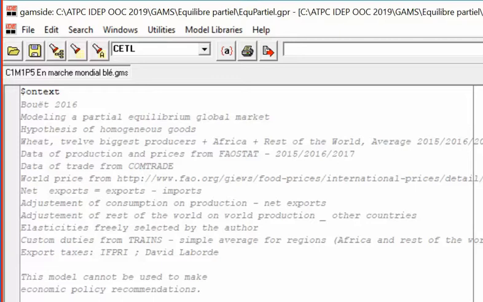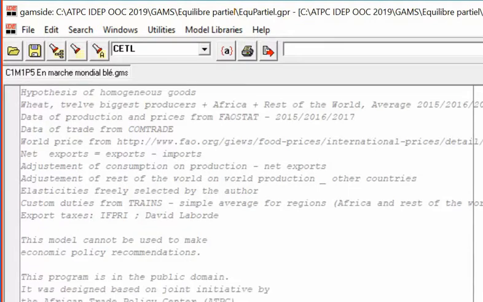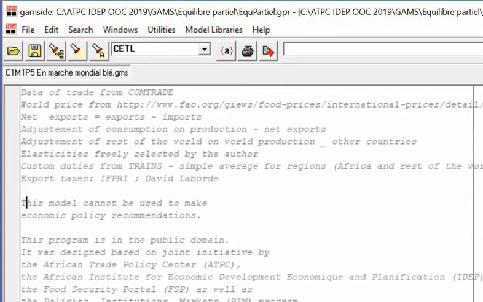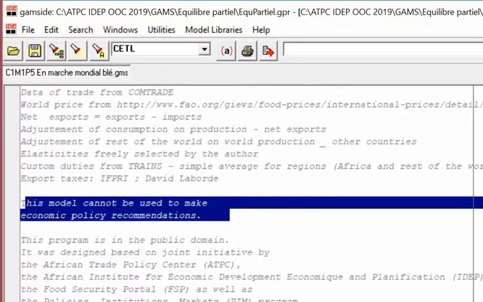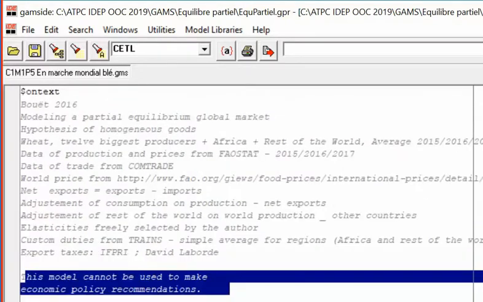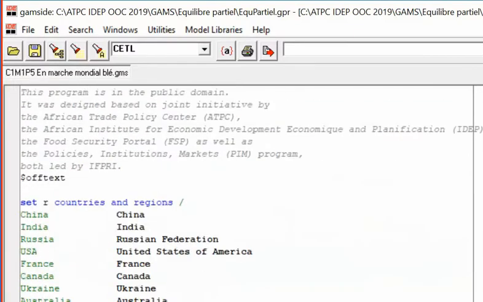The file starts with explanations of what the program is and the assumptions, but also a kind of waiver, meaning that this model cannot be used to make economic policy recommendations, and also there are some copyright issues. All these explanations are between the instructions $ontext and $offtext.